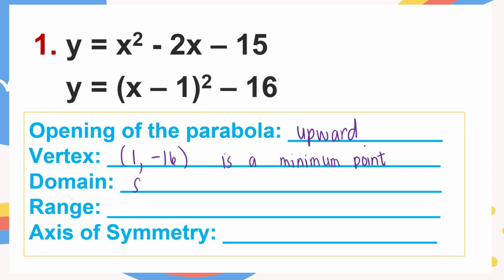Next, the domain is set of all real numbers. Always remember, in any quadratic function, the domain is always set of all real numbers. And for the range, that is y greater than or equal to the value of k, which is negative 16. y greater than or equal to negative 16 because the opening of the parabola is upward. And for the axis of symmetry, that is x equals 1. So it is an equation, so x equals h, and the value of h is 1, so x equals 1.